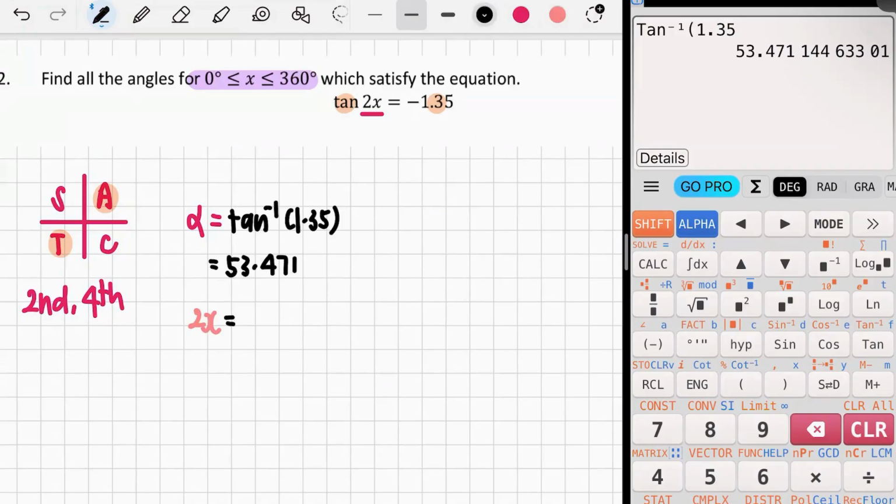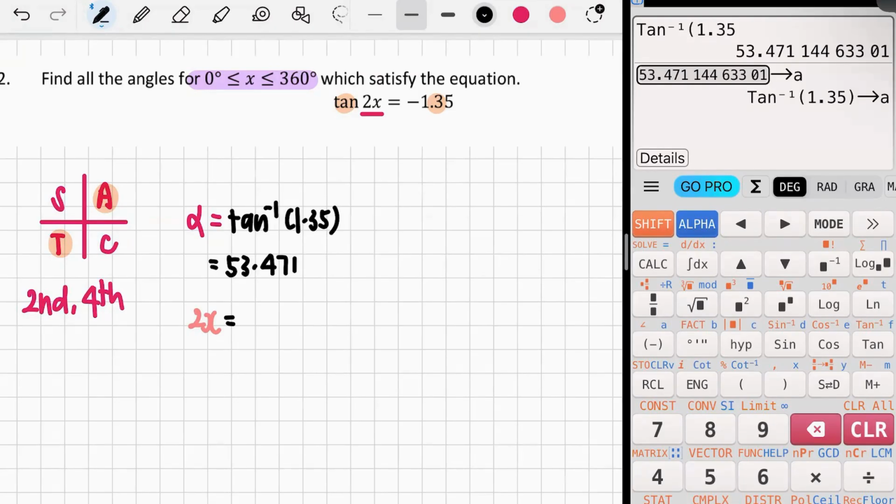So I press calculator, okay? Wait, let me just store that thing. Tangent inverse 1.35. Okay, I'm going to store it. You know how to store? There's a STO button on your calculator. So I'm going to store it as A. Okay, you can do the same thing if you don't want to keep pressing the number lah.